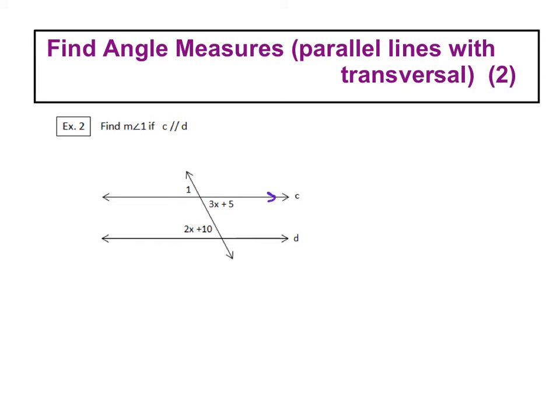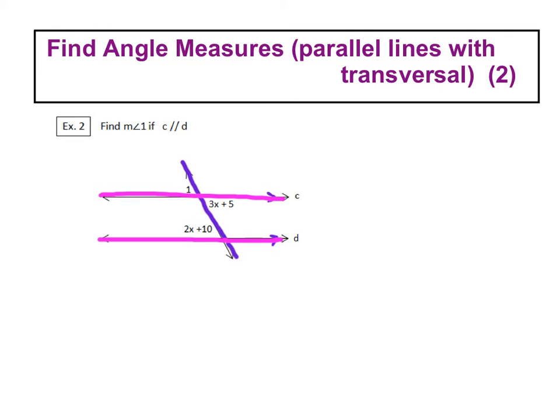So we know that these two lines are parallel, and you've got your transversal cutting through. So here's our transversal, is this line right here. And then your two lines are these. These are all coplanar. All right, so we're asked to find the measure of angle 1, which is right here, but we're given some other information. We know that this angle is 3x plus 5, and this angle is 2x plus 10.